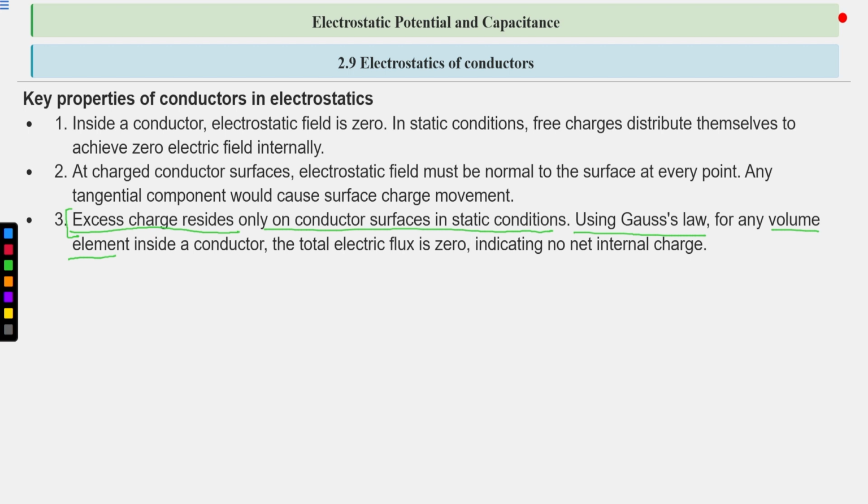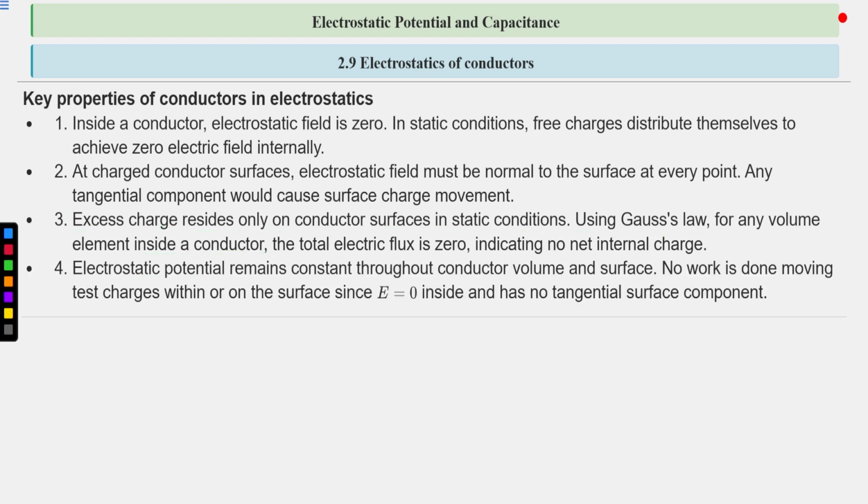Okay, so using Gauss's law, for any volume element inside a conductor, the total electric flux is zero through that surface because the electrostatic field doesn't exist inside the conductor, indicating no net internal charge. This means there is no net internal charge. So the excess charge we give to the conductor should only reside on the surface of the conductor to maintain the static conditions and to keep the electrostatic field zero inside.